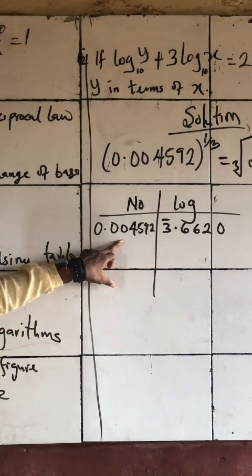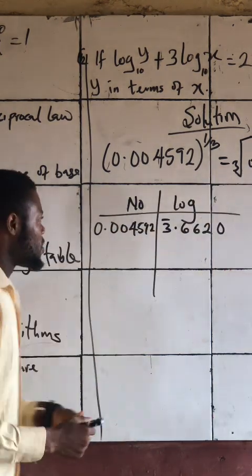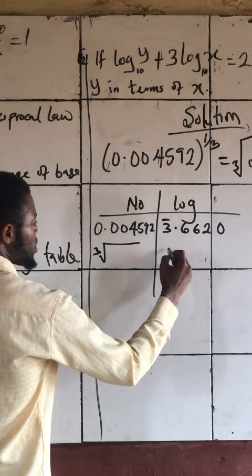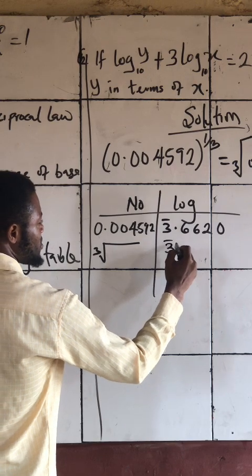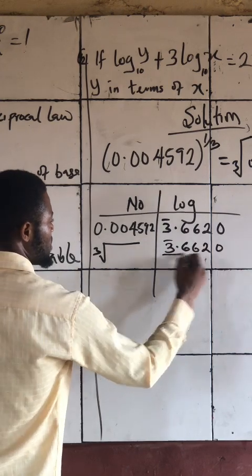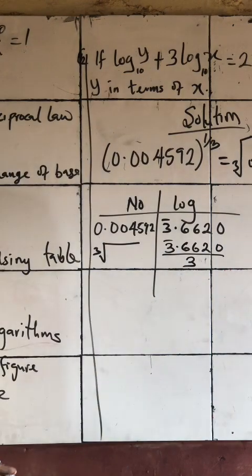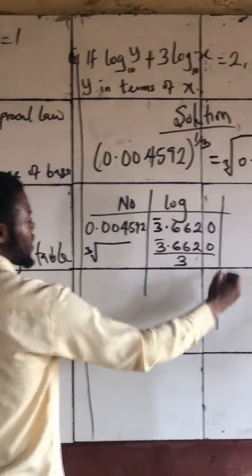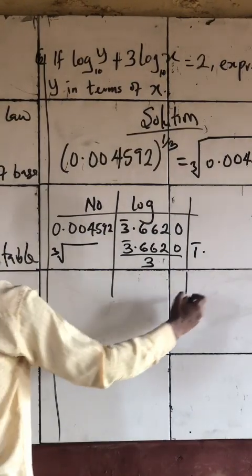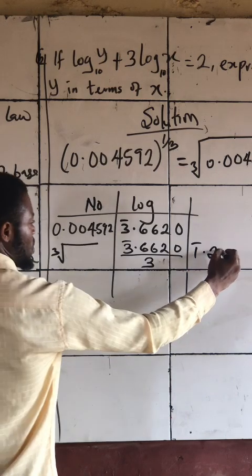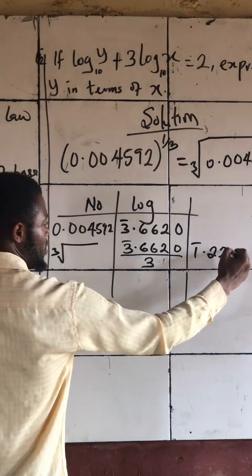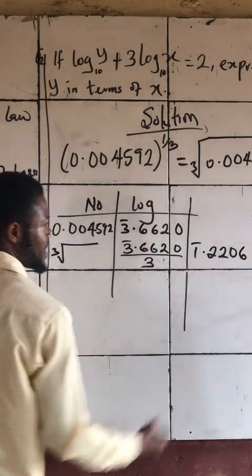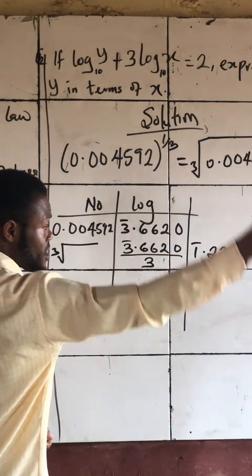But this is just for this one. Now we want to do this one now. When we have the cube root, which means you are going to divide this one by 3. Bar 3.6620 divided by 3. 3 divides this one will give us bar 1. 3 divides this one will give us 2. Divide this one will give us 2. Divide this one is impossible, right? Divide this one will give us 6, 6, 6, and so on.